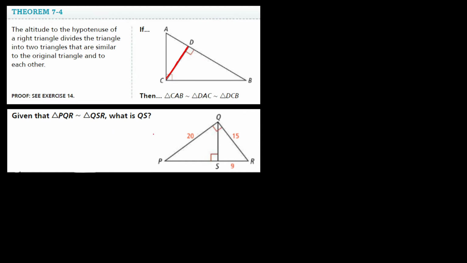So if we are given this problem, we are given that triangle PQR is similar to triangle QSR, we need to find the length of QS. So we're trying to find the length of the altitude of this triangle. So what we can do is we can set up ratios of the side lengths, since we already proved that all of these triangles are similar. We can set up ratios, and then we can solve proportions to find the missing sides. So when in doubt, draw your triangles.